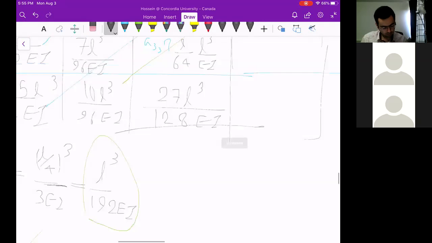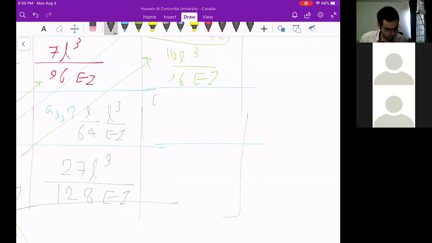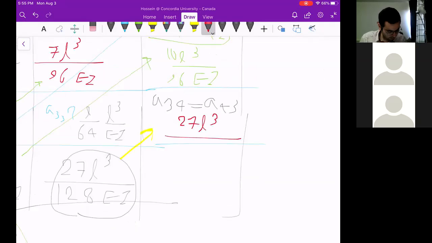So according to the reciprocity theorem, this entry, which is A34, is going to be A43, which we already obtained. So this should go here: 27 L cube over 128 EI.